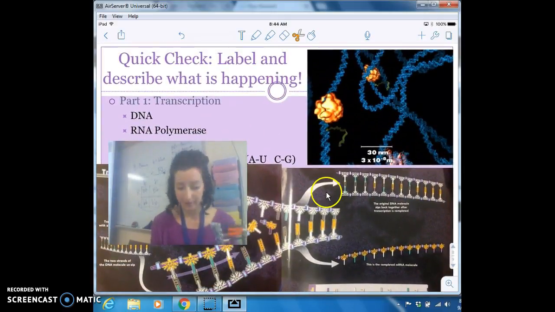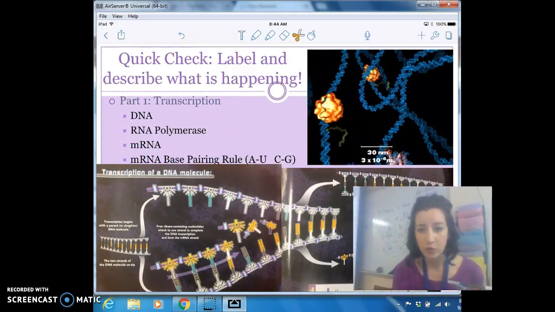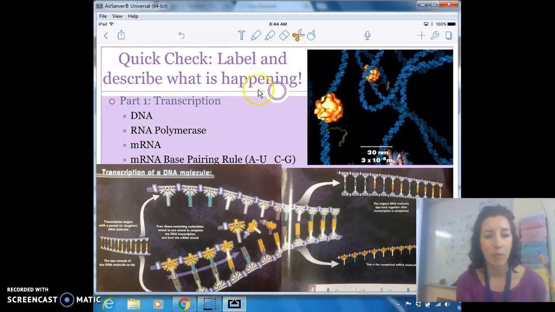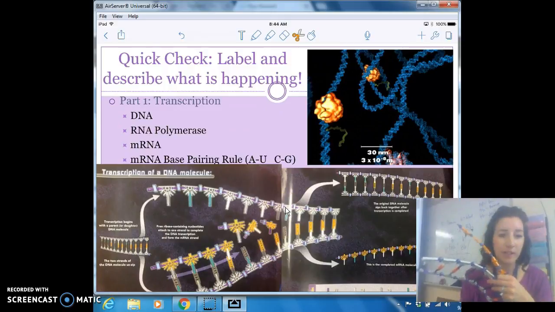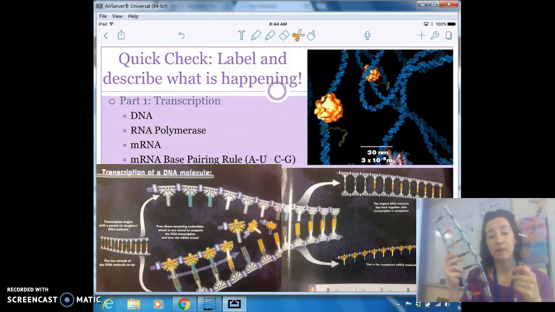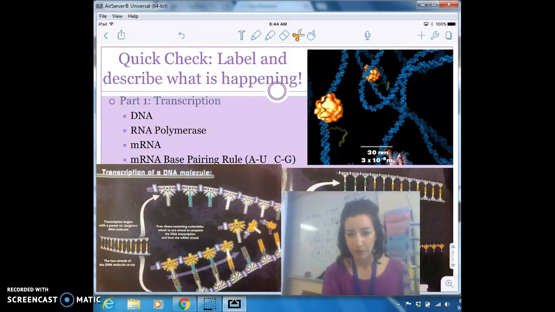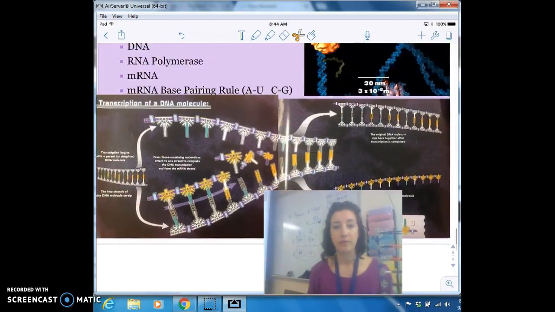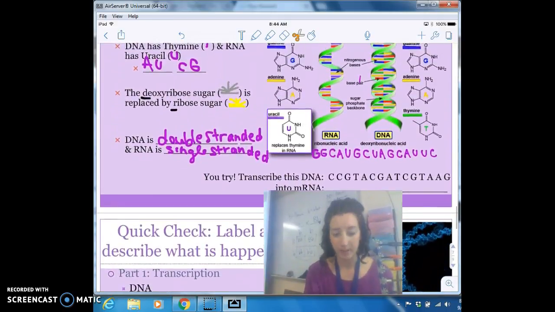Alright, last thing, I want you to quick check, label, and describe what is happening. So, here's one picture we've looked at. Here's the DNA you built. Label DNA, RNA polymerase, mRNA, the base pairing rule A, U, G, C. Be able to do that and go do your Quizlets and have a great rest of your day.